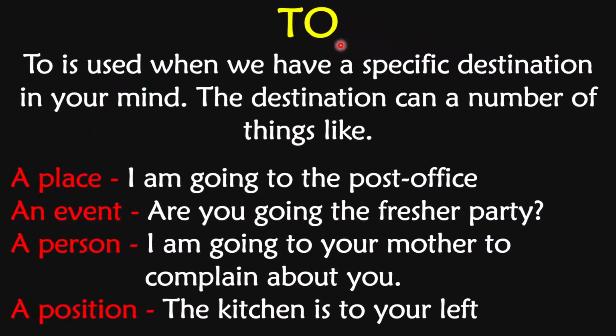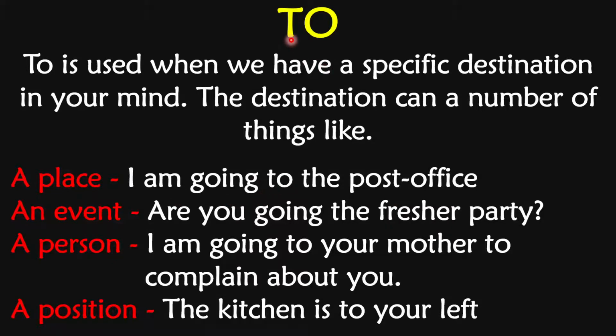Let's learn next. To. This is the preposition. To is used when we have a specific destination in your mind. The destination can be a number of things, like a place. Okay. So for this you can say I'm going to the post office, or I'm going to the college, I'm going to the hospital. Okay. Where are you going at that time? So for that you can say I am going to.